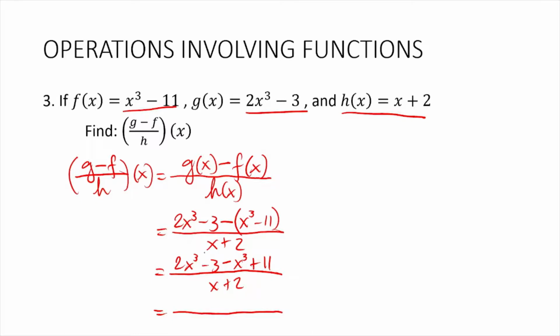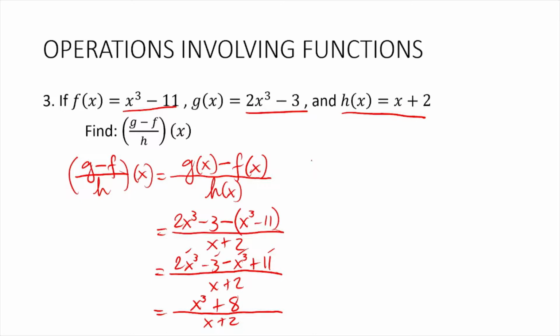So if we focus on the numerator, we have here 2 cubic terms. So we have 2x cubed and negative x cubed. All right, so we combine them. So we have here 2x cubed minus x cubed. So that's x cubed, right? And then we have 2 constant terms, negative 3 and positive 11. So we say negative 3 plus 11, that's positive 8. So plus 8, all right? This is all over x plus 2. Okay?